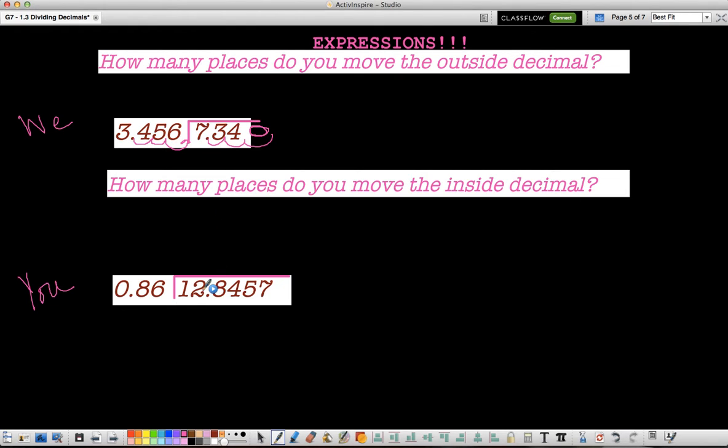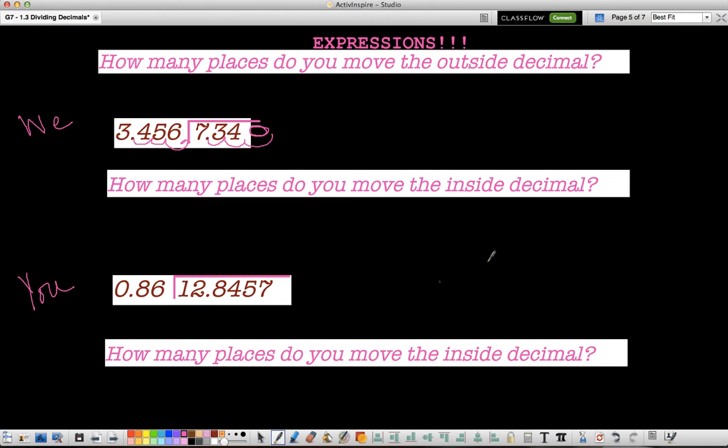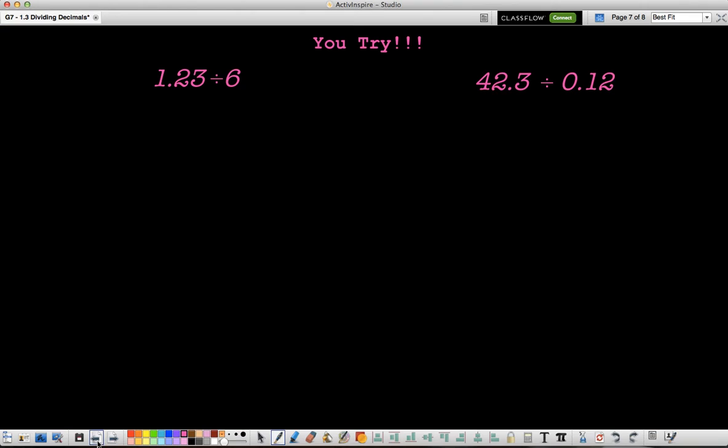Again, this one is a you try, so it says how many places do you move the outside decimal and the inside decimal, so you need to answer both. So this one and this one. You have to determine the outside decimal first, before you can determine the inside. All right, so let's do a couple of we try problems here. Again, you could do these ahead of me and then check your answers, or you can do it with me as we go through. Since 4 is the divisor, it goes on the outside.